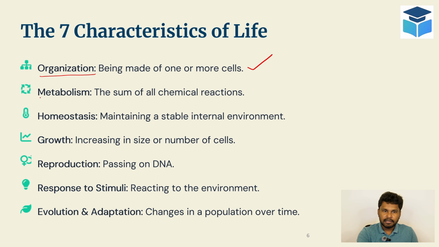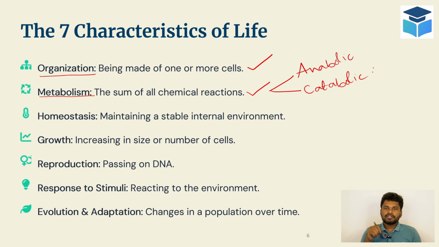And metabolism, the sum of all chemical reactions. There are 2 types of chemical reactions that occur in our body. One is anabolic and the next one is catabolic. So these 2 types of chemical reactions together constitute metabolism. Clear? Let us discuss more about this in the next slides.